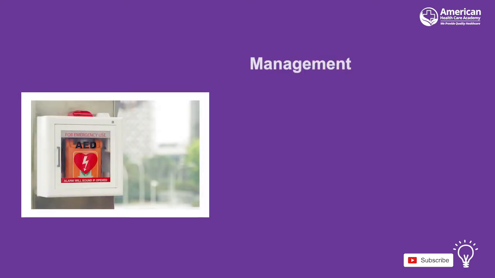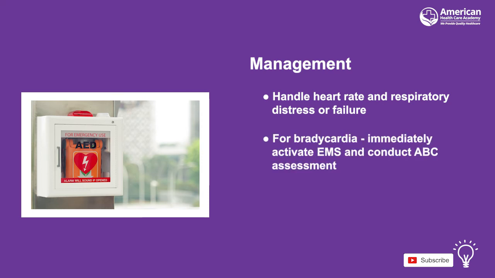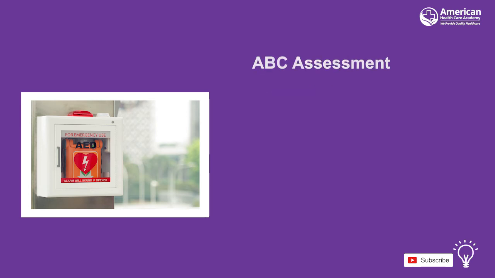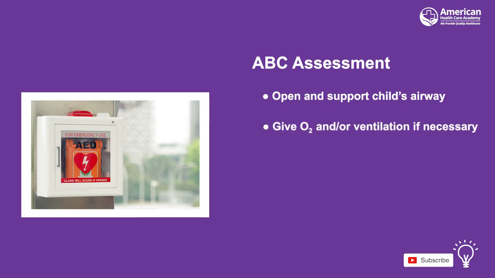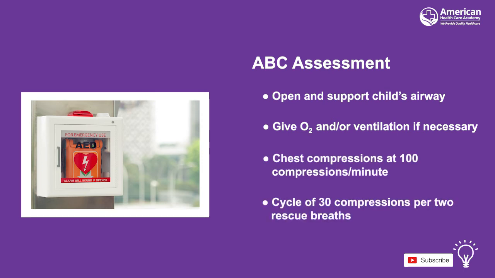Now let's look at the management of bradyarrhythmias in children. Proper care includes handling heart rate and respiratory distress or failure. As soon as you recognize a child is bradycardic, you should immediately activate the EMS and conduct the ABC assessment by opening and supporting the child's airway, giving oxygen and or ventilation if necessary, and starting chest compressions with 100 compressions per minute at a cycle of 30 compressions and 2 rescue breaths.